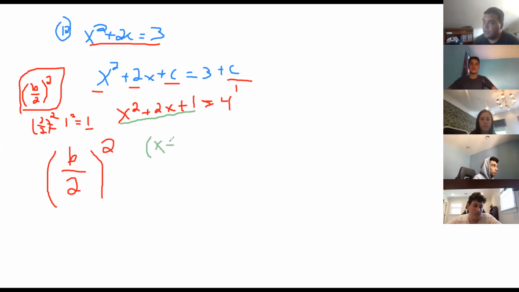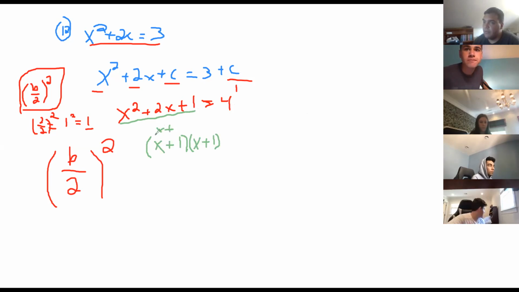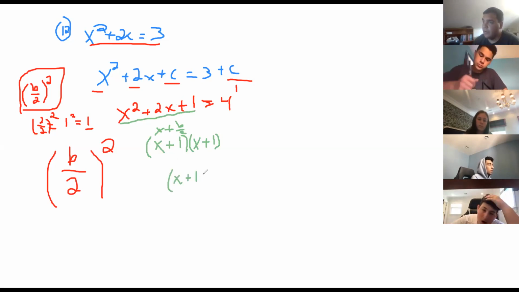X plus 1, x plus 1. It's always going to factor into x plus whatever b over 2 is, okay? That's always going to happen. And you could look, what multiplies to 1 that adds to 2? 1 times 1 is 1. 1 plus 1 is 2. Now, since they're exactly the same, I could rewrite this as x plus 1 squared. It still equals 4. Nothing happened on the right side yet.